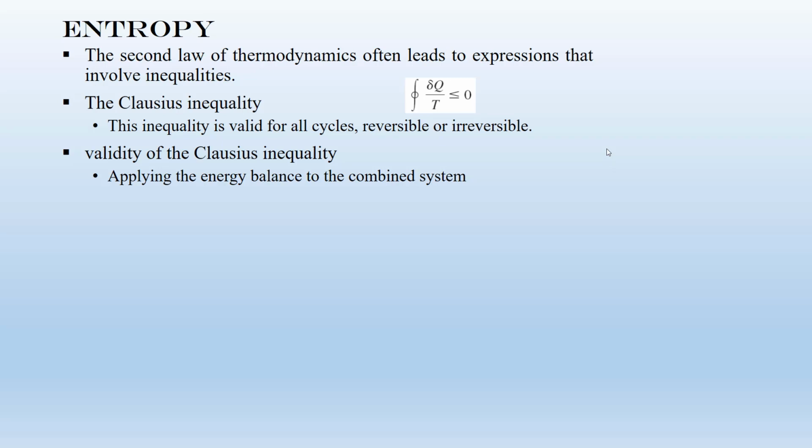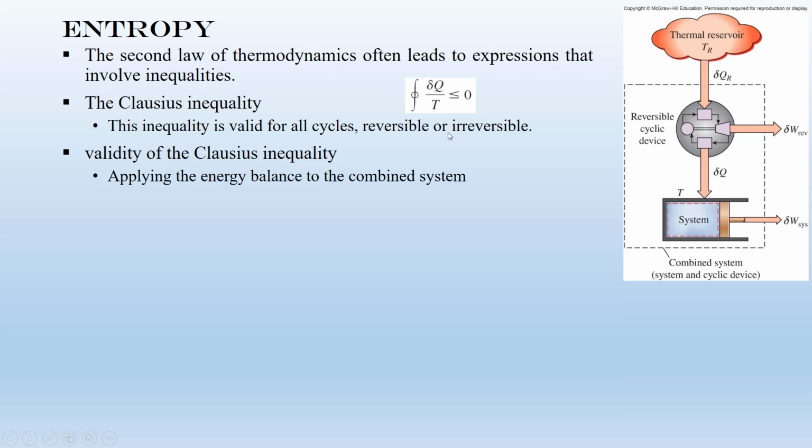Based on the second thermodynamic law, we can define the Clausius inequality. Based on the Clausius inequality, the integral of delta Q over T for each and every cycle is always equal to or lower than 0. This inequality is valid for all cycles, reversible or irreversible. And we can actually prove this inequality. Here you can see how we can prove it.